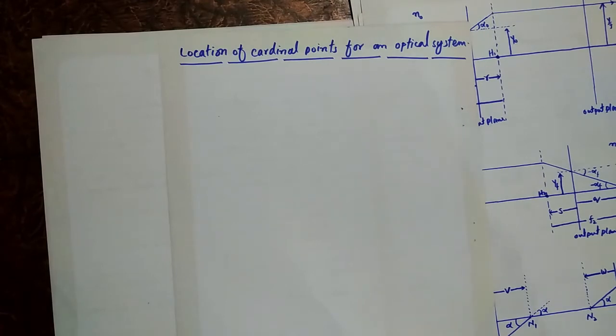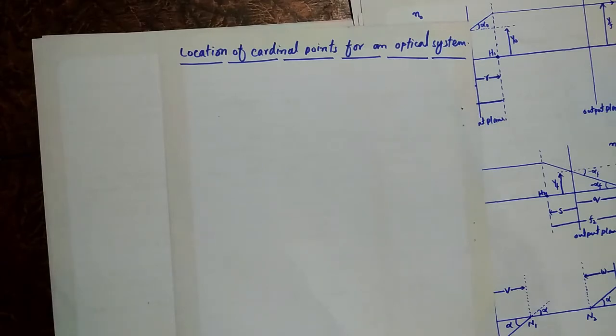In today's lecture we are going to find the location of all the 6 cardinal points of an optical system. In one of our earliest lectures, we discussed all the 6 cardinal points for an optical system. Now in this lecture we are going to discuss that we can represent the positions of all the cardinal points in terms of the elements of the system matrix.